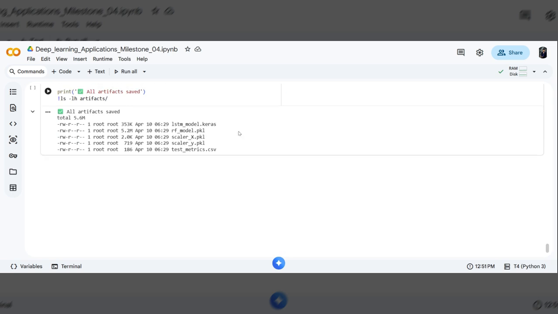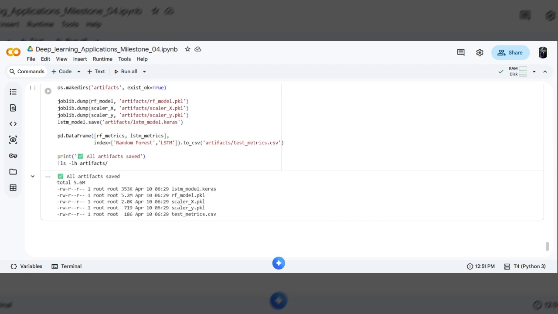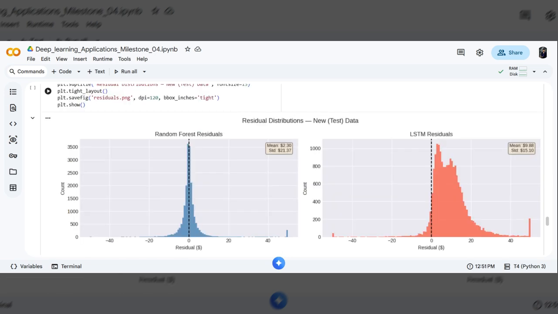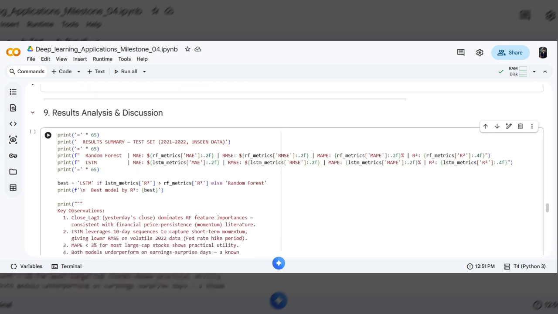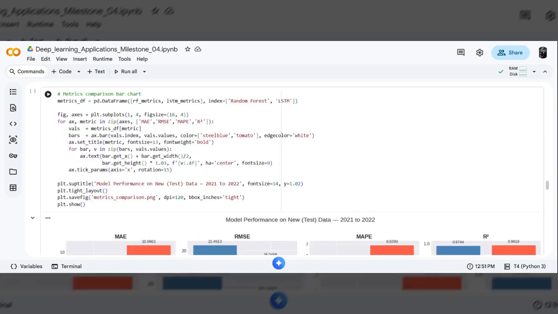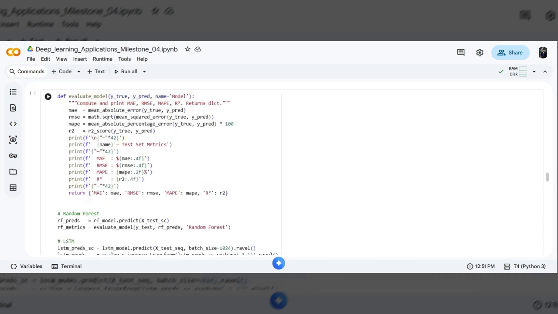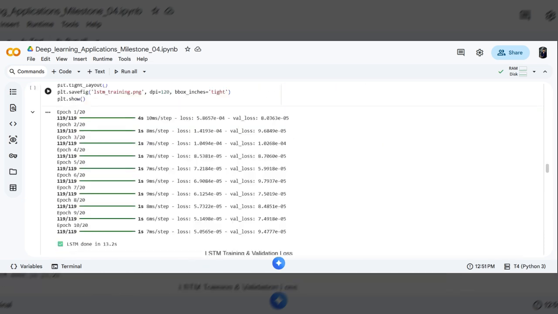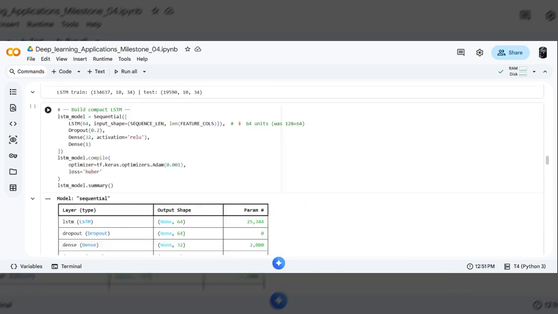In conclusion, this project demonstrates that machine learning and deep learning can be used for stock price prediction. We explored data analysis, feature engineering, and built two powerful models, random forest and LSTM. While predictions are not always perfect due to market uncertainty, these models can still provide valuable insight.